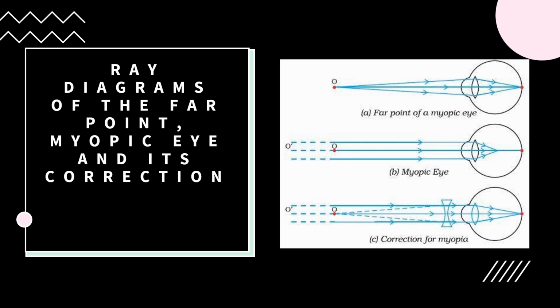So these are the ray diagrams of the far point, myopic eye, and its correction. So first ray diagram is telling us about the far point of a myopic eye. Second, it's telling about the myopic eye. Third, it's telling the correction for the myopic eye. Now let's go to the next slide.